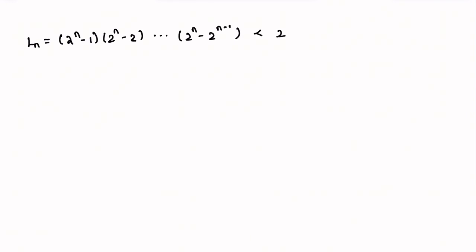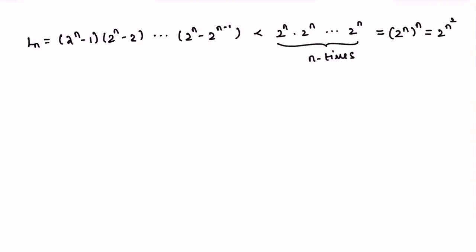So it should be less than 2 to the power of n times 2 to the power of n all the way to 2 to the power of n. And imagine we're doing that n times. Okay, imagine this is done n times. So it's definitely going to be less. L sub n is definitely going to be less than this right-hand side, which is the same as 2 to the power of n to the power of n, which is 2 to the power of n squared. Okay, so L sub n is less than 2 to the power of n squared.